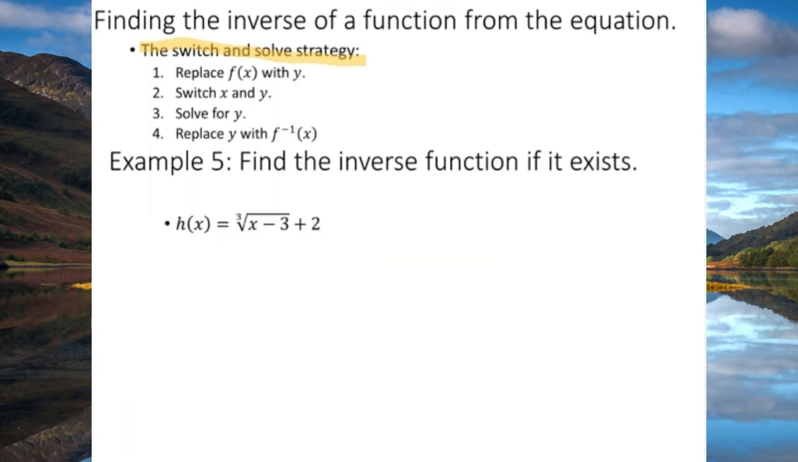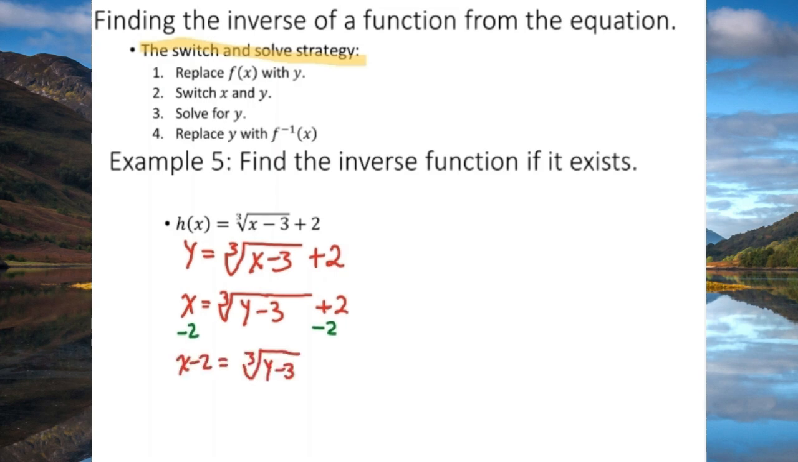Now we're going to find the inverse of h of x, which equals the cube root of x minus 3 plus 2. Following our switch and solve strategy, replace our h of x with the letter y. Then we switch our x's and y's. Now we solve for y. Start off by subtracting 2, cube both sides to get rid of the cube root. And we're not going to worry about expanding our x minus 2 to the third. We'll leave it as x minus 2 cubed.